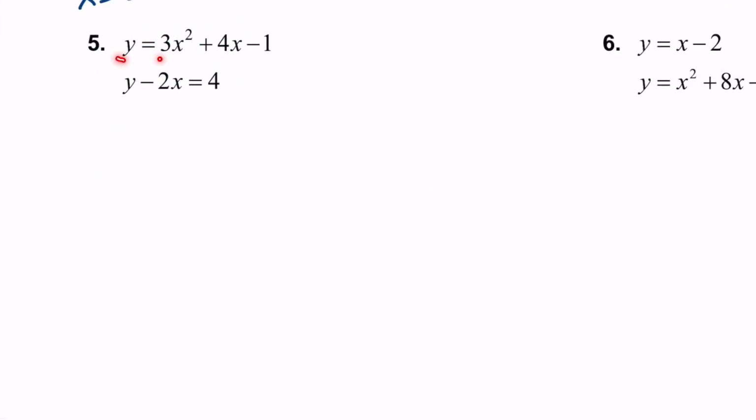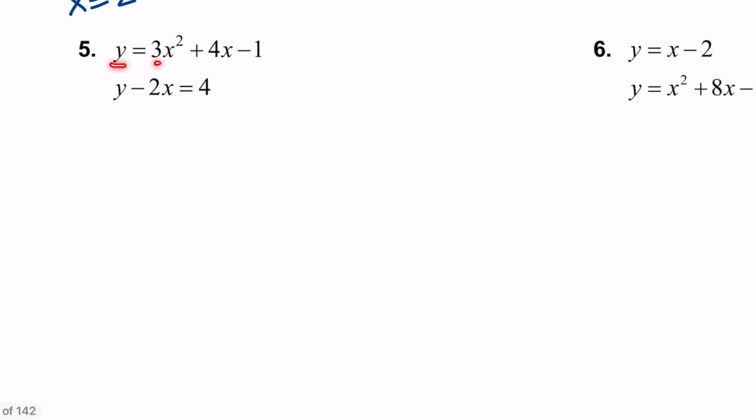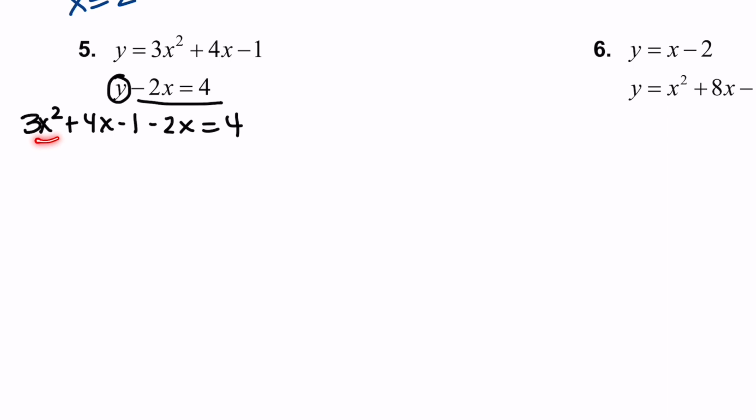Okay, y is equal to 3x squared plus 4x minus 1, and we have y minus 2x equals 4. Since y equals this piece here, we're going to substitute it in for y, so we have all x's. We're going to have 3x squared plus 4x minus 1 in for our y value. Then we're going to write everything else the same: minus 2x equals 4.